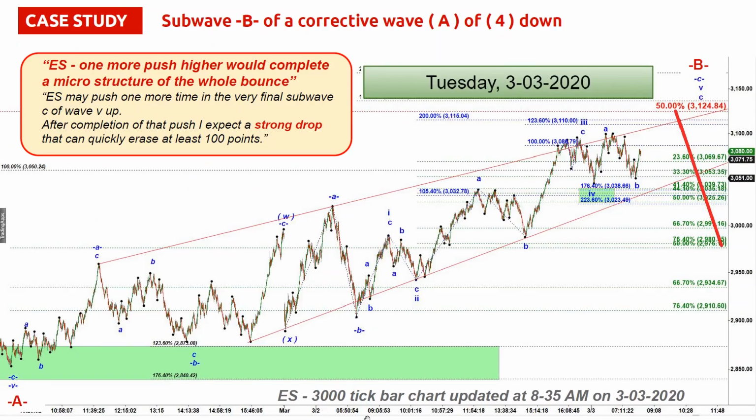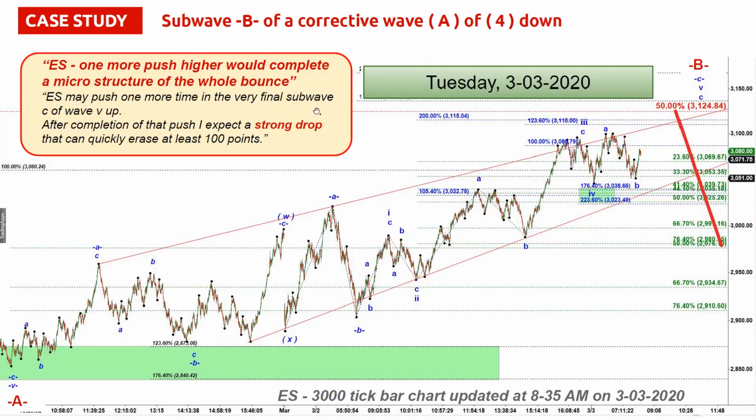And you can see the actual chart. It's an ES Mini 3000 tick bar chart, updated in the morning on March 3rd, and we were dealing with subwave B up. You see, it's also subdivided into a bunch of 3-move waves, and that was ABC and another ABC, and that final subwave C was structured as a 5-wave up fractal, and that led us to pinpoint the exact top of that move.